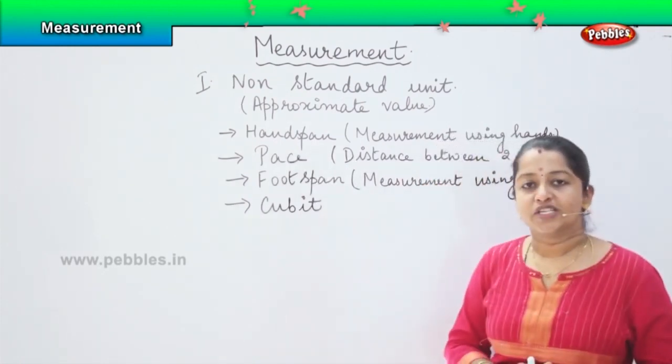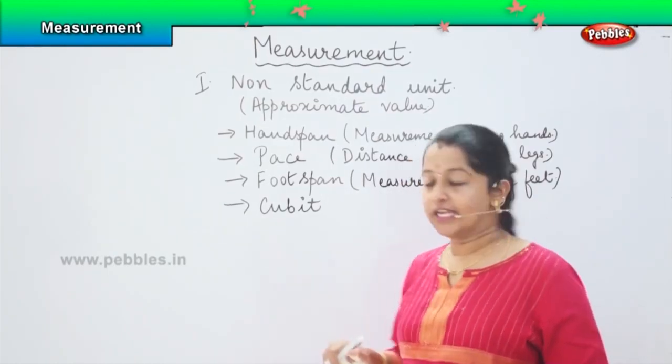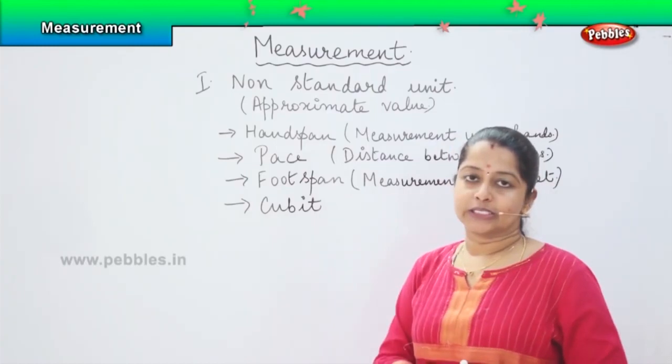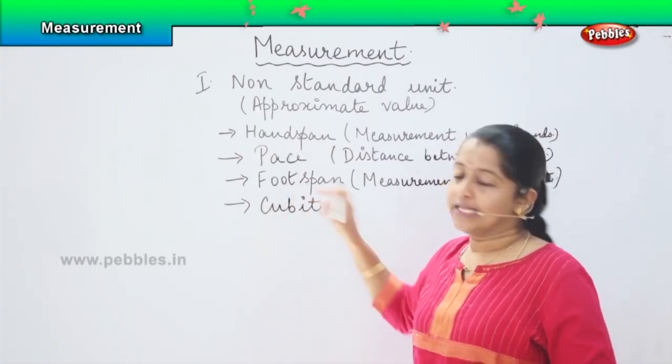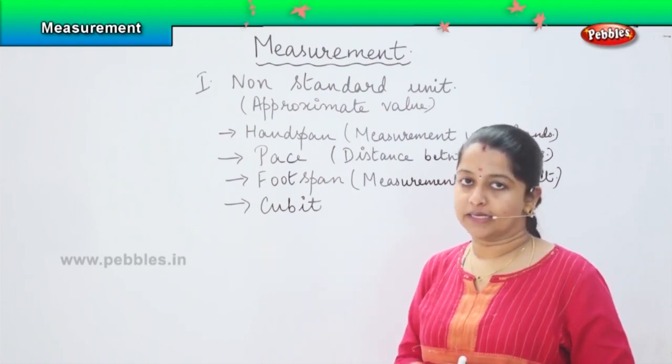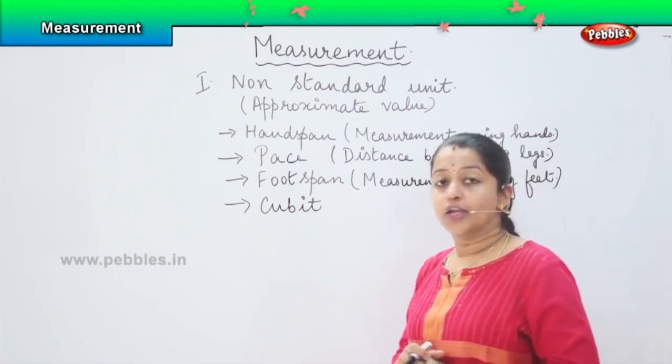Okay. So when you measure the distance using your feet, that is called your foot span. It is more or less like your hand span, but here the area covered will be more because usually our legs are bigger than our hands, right? The last comes the cubit.